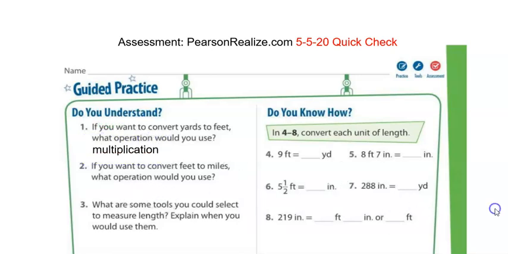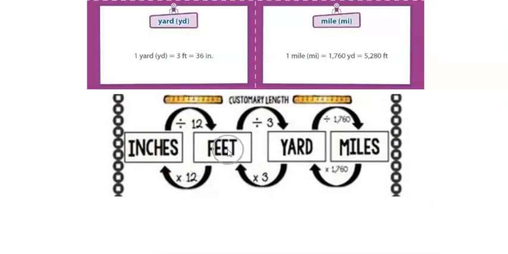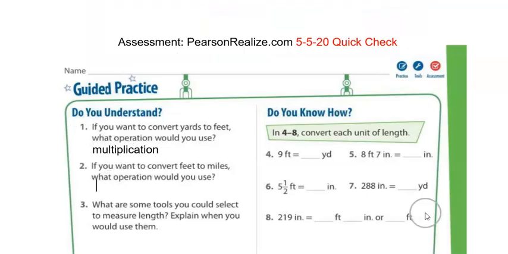Then down on number 2, it says, what if you want to convert feet to miles? So again, we're going to look back at our chart and we're going from feet to miles. Again, you want to use that arrow to make sure you know what direction it is that you are moving. So from feet, following the arrow, it's showing us that we're using division. So on number 2, our answer is division.